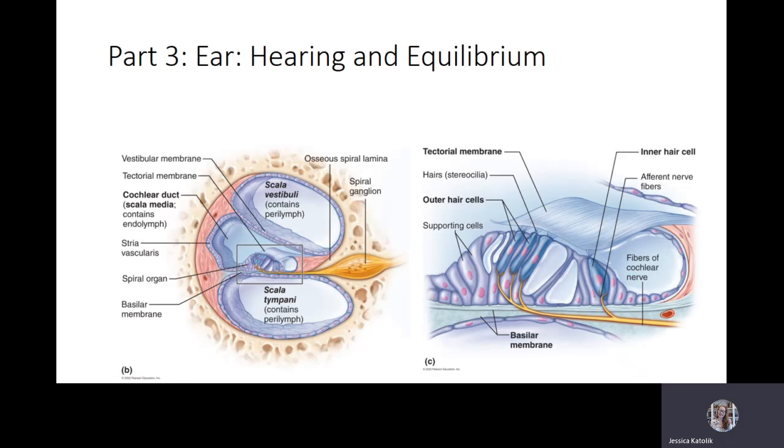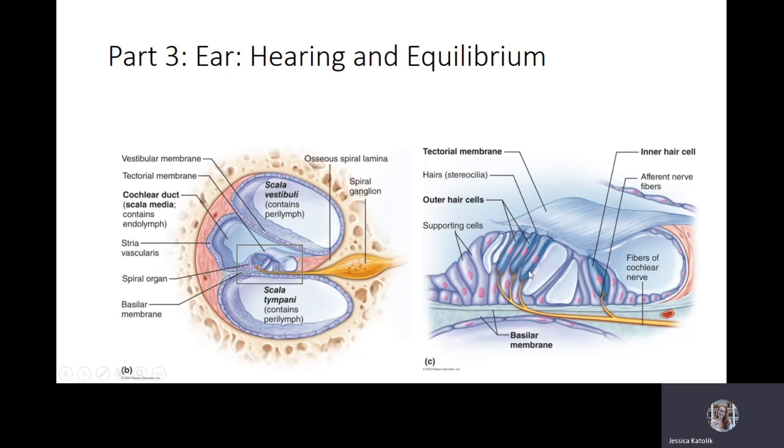So I do want to look at the spiral organ a little bit bigger. Over here, we're going to have the basilar membrane with a spiral organ attached to it. The spiral organ is going to be the structure responsible for converting those pressure waves into an action potential because it contains hair cells inside.